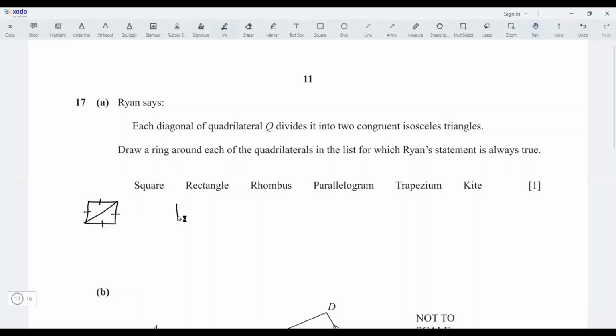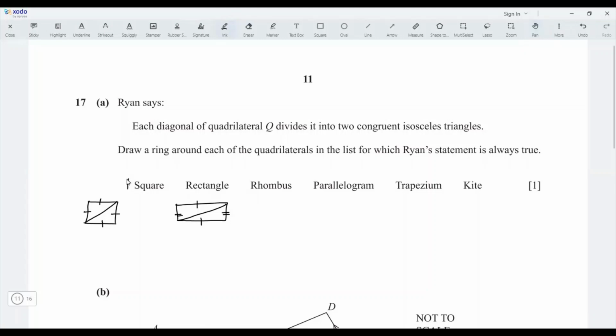Next one is the rectangle. For the rectangle, we can see two sides are equal. This side is equal to this, and this is equal to this. If we make a diagonal, can it have equal sides in an individual triangle? None of the sides are equal, so it is not satisfying.